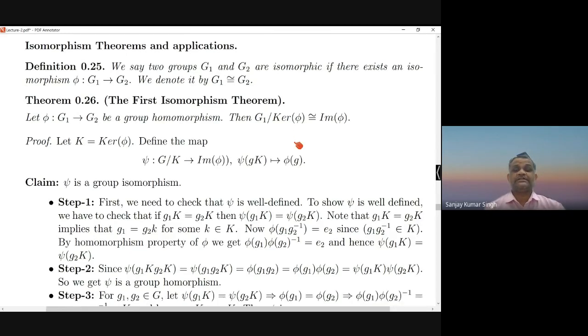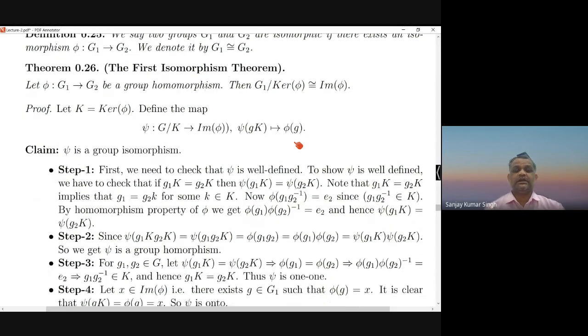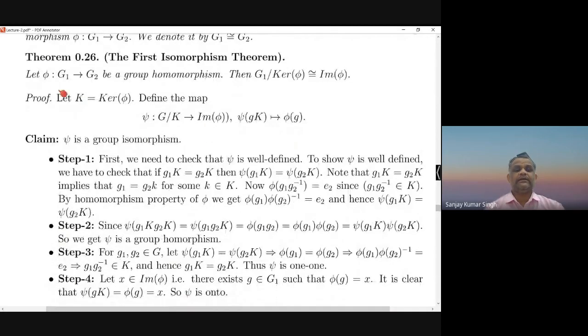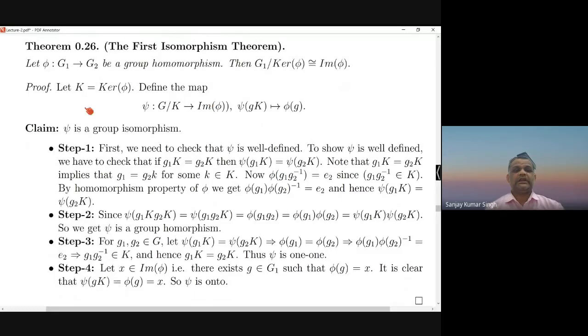So now I will state the first isomorphism theorem. It says: let phi from G1 to G2 be a group homomorphism. Then G1 by kernel phi is always isomorphic to the image of phi. So I will prove this theorem. Let K equal kernel phi, just to simplify notation.